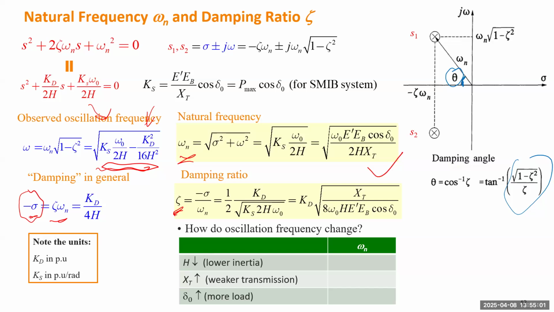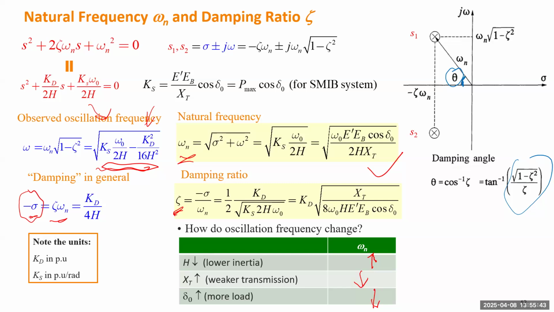If H increases, this one will decrease. What if the reactance increases? It will cause a similar effect, right? The frequency will decrease. Oh, sorry, H decreases, so omega n will increase. So if loading increases, which means delta zero increases, cosine delta zero will become smaller. So the frequency will decrease.